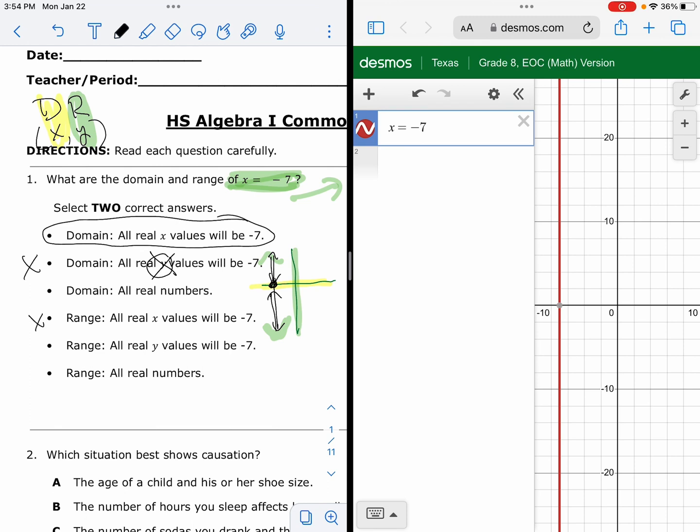Range can't have anything to do with X values. It has to only deal with Y values. And there is no boundary. It can go up. I can go scroll along this line in Desmos. I'm getting really high values. I'm getting really, really low values. There is no boundary. It is all real numbers. So I should be selecting this one. Range is all real numbers.